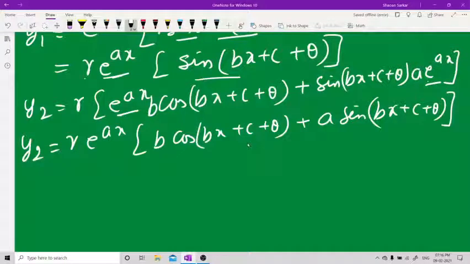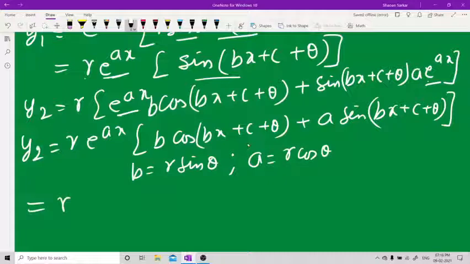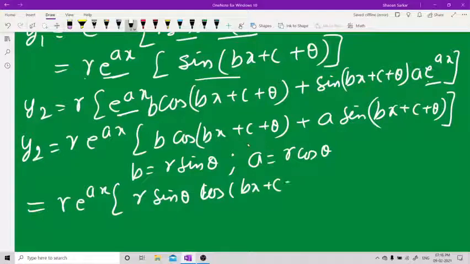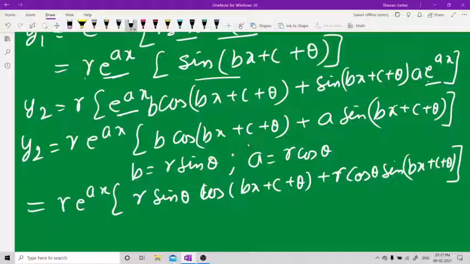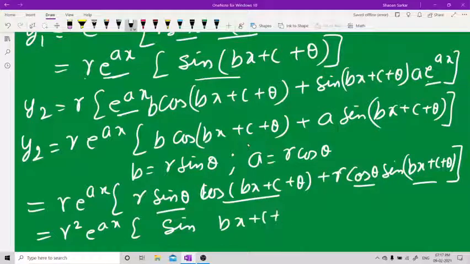And then put b equal to r sine theta as above, and again a equal to r cos theta as above. So again now you will get r e to the power of ax, r sin theta cos bx plus c plus theta plus r cos theta sin bx plus c plus theta. Now take r common: r square e to the power of ax, sin a cos b plus cos a sin b, that is sin bx plus c plus theta plus theta. Now this theta was already there, now this theta has come.